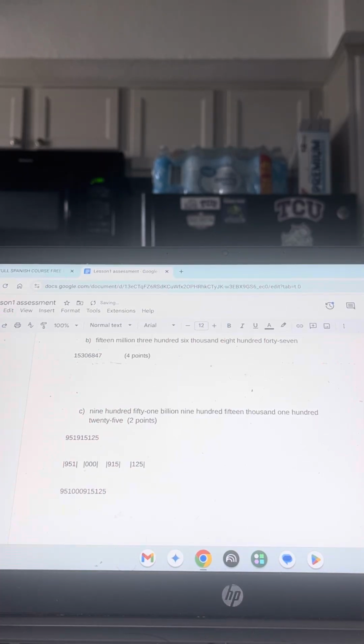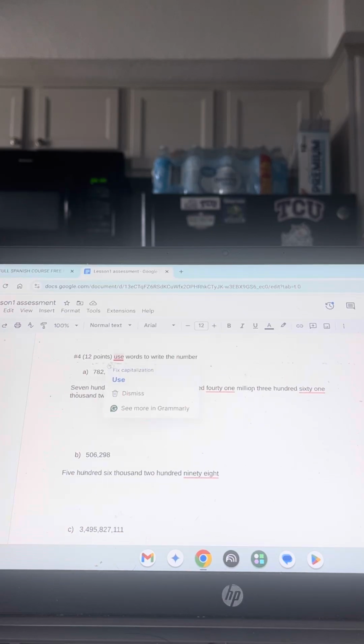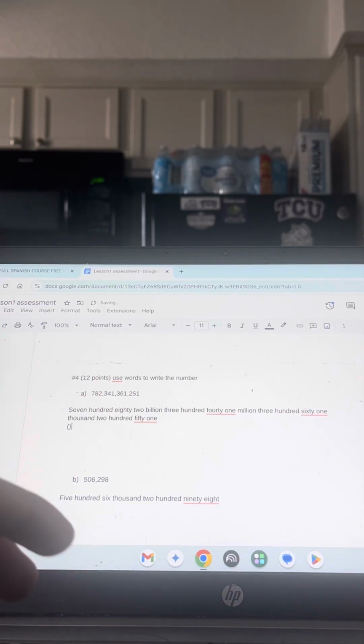Okay, let's go look at number 4 now. See if you got that one. Number 4, 12 points. Use words to write the number 782,341,361,251. 782 billion. Good. 341 million. Good. 361,000. Good. 251. Full credit for that one. Good job. So I'll give you 4 points for that one. Full credit.